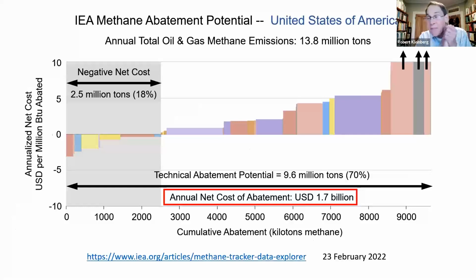Okay, let's move on to abatement. Last topic. The International Energy Agency puts out methane abatement potential curves every year. The last one came out in February.